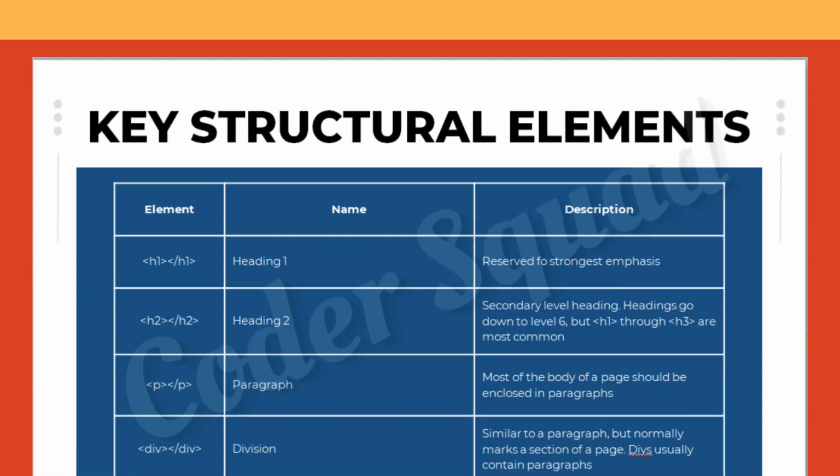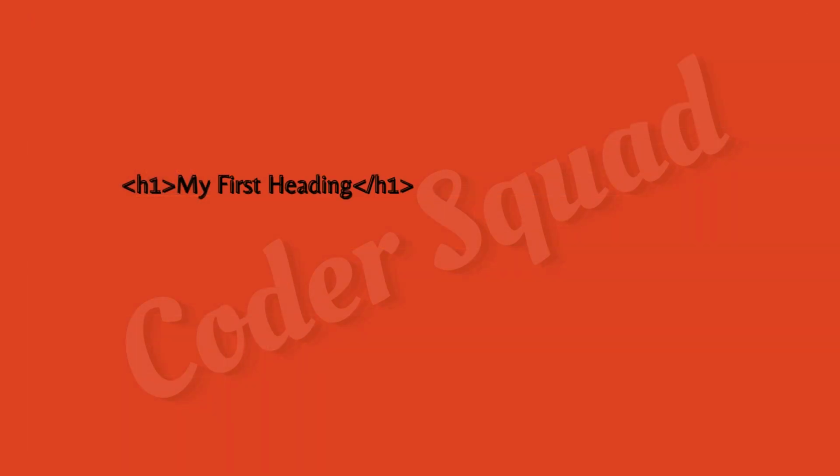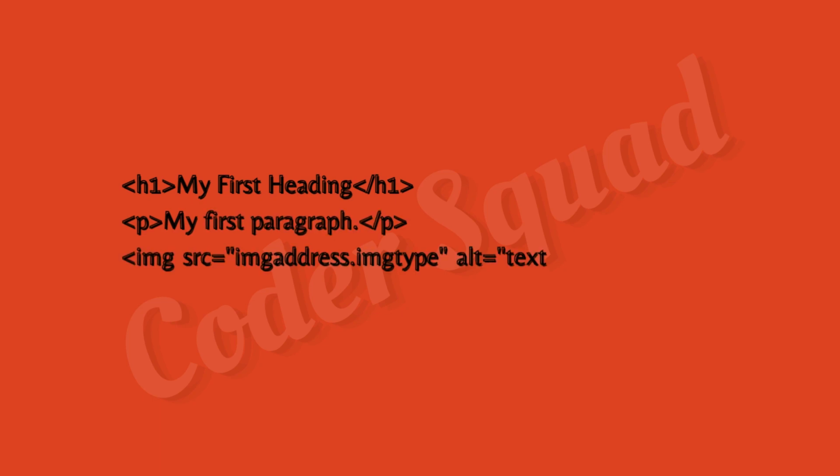HTML uses tags to define elements. Tags are enclosed in angle brackets. For instance, H1 represents a heading, P represents a paragraph, and IMG represents an image.